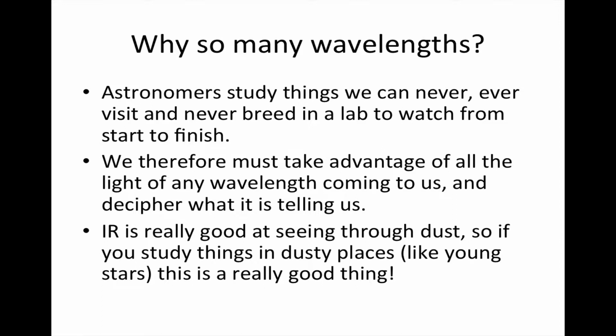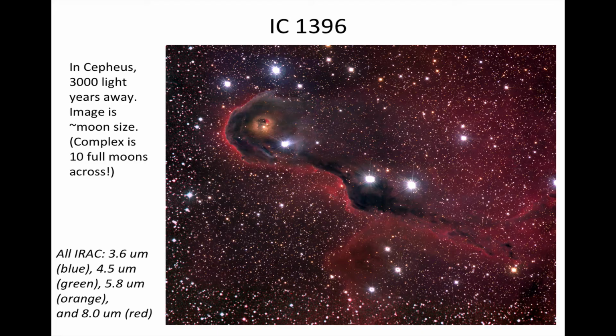Because the infrared is really good at seeing through dust, if you study things in dusty places like young stars, this is a really good thing, and you want to do a lot of work in the infrared. So that's in fact what I do. I study baby stars. So this is a relatively nondescript region called IC 1396. It's sometimes called the Running Man. You can kind of see that there's a running man there.